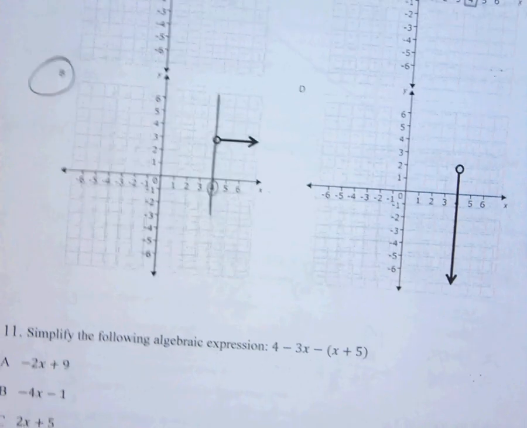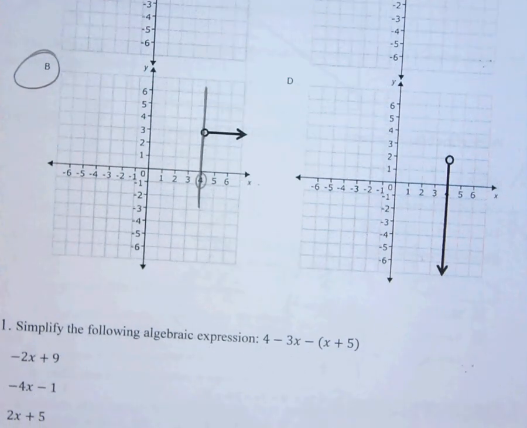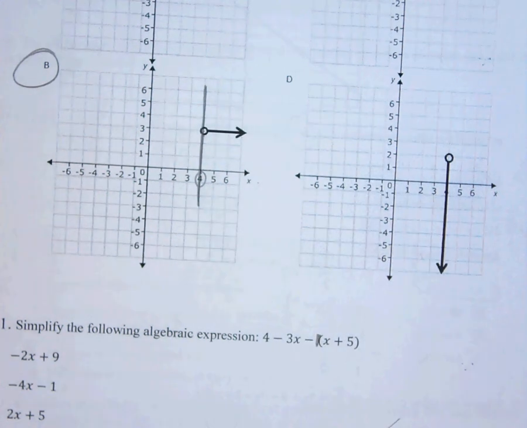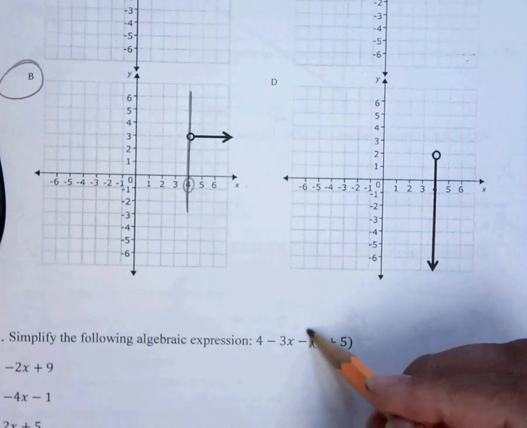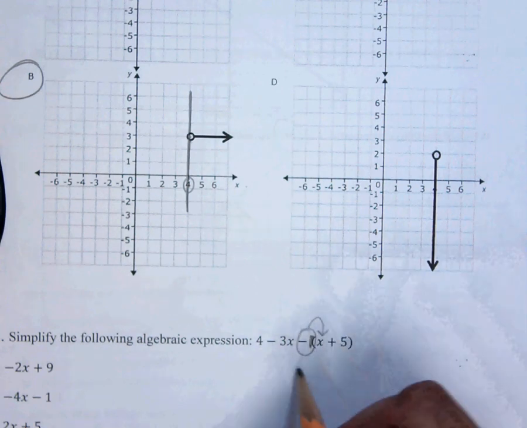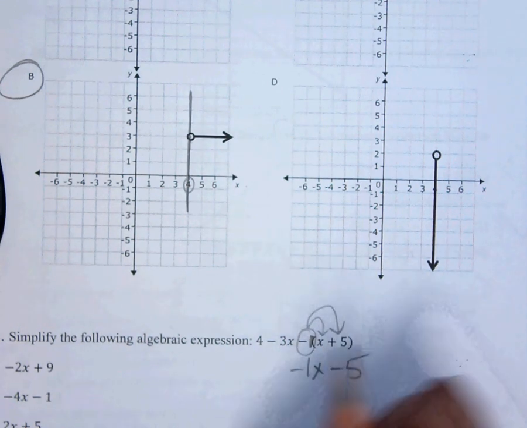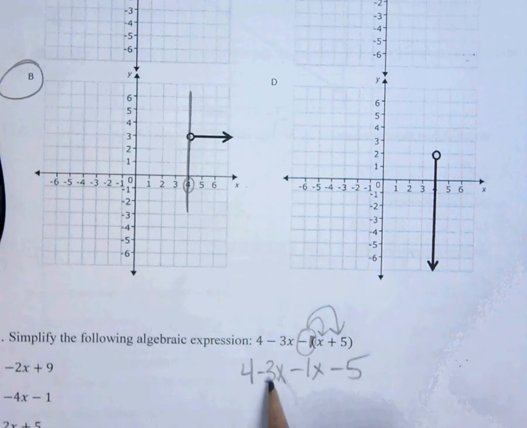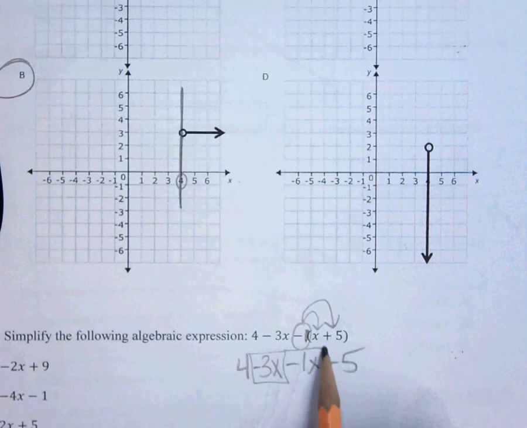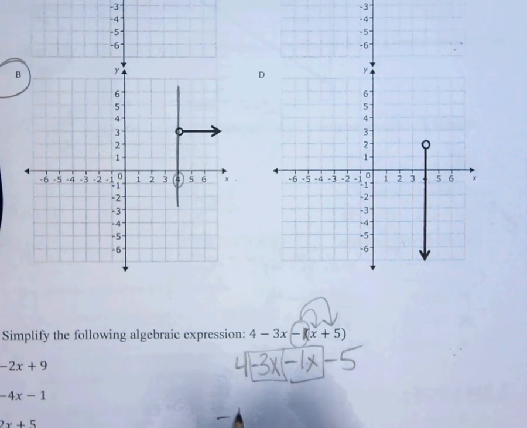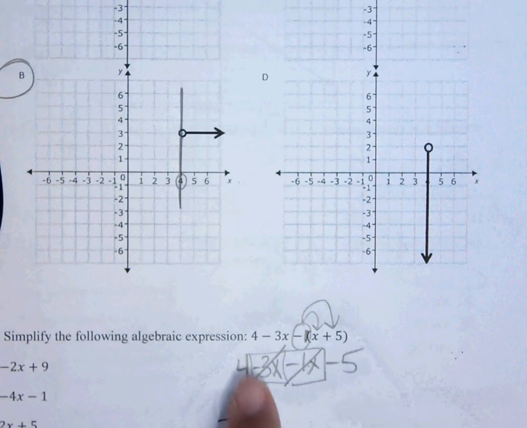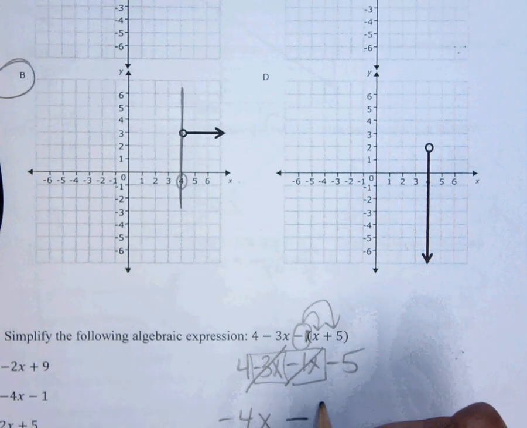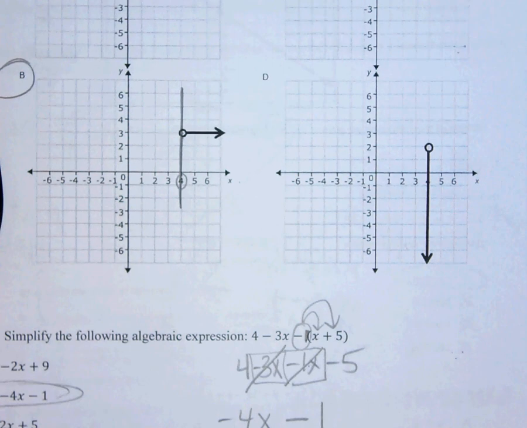Number 11. Simplify the following algebraic expression. So the first thing you need to do is put a negative 1 there, so that you know that you're distributing negative 1. So negative times that is negative 1x, times that is negative 5, 4 minus 3x. Okay, combine like terms. Negative 3 and negative 1 gives me negative 4. So they're gone. Now I'm left with 4 minus 5, which is minus 1. And there is my answer. So be careful.